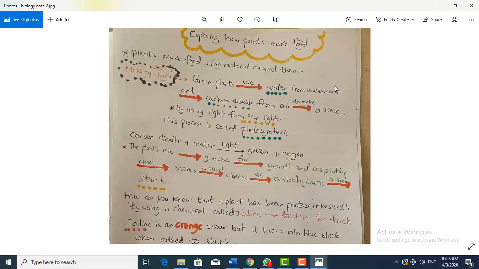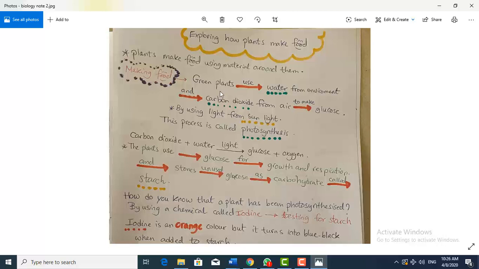As we all know, plants are living things, so practically they make their own food. But how do they make their own food? Plants go through a process which is called photosynthesis. What does that mean? Here the plants make food using material around them. Like us human beings, we feed on animals or plants. But for plants, they use material around them to make their food.